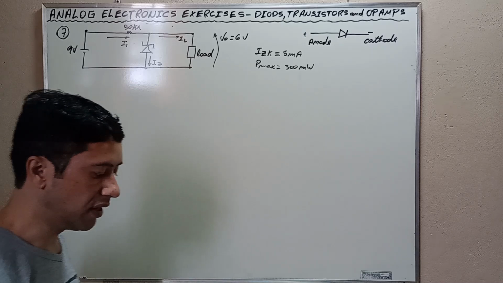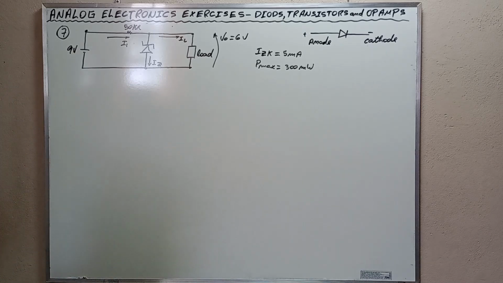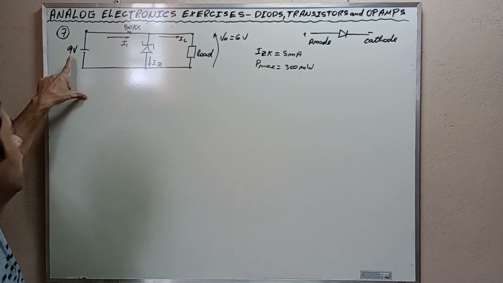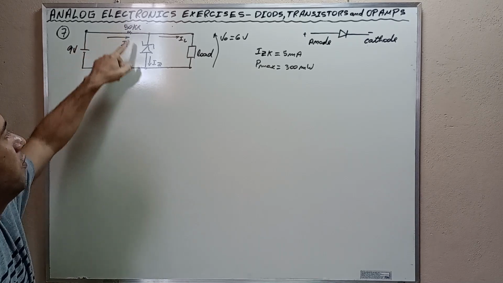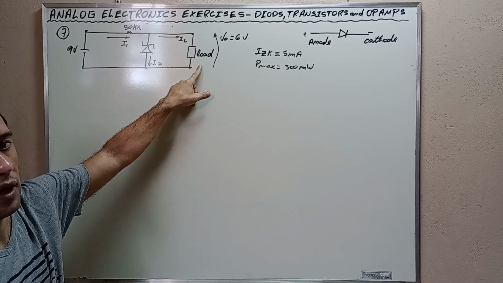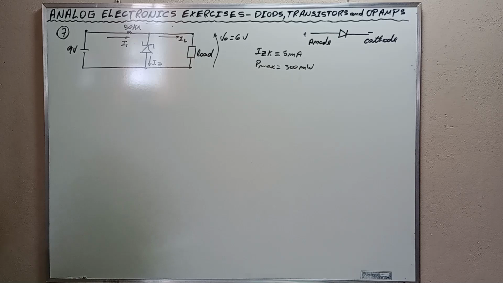Exercise number 7: the Zener diode of the figure has a knee current of 5 milliamps and a maximum allowed power dissipation of 300 milliwatts. The question: what are the minimum and the maximum load currents that can be drawn, keeping VO equal to 6 volts? We have a voltage source, a resistance, the Zener diode, and a load. Okay, let's go to the solution.